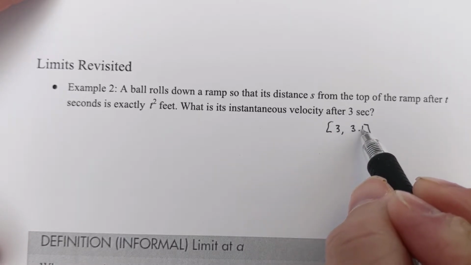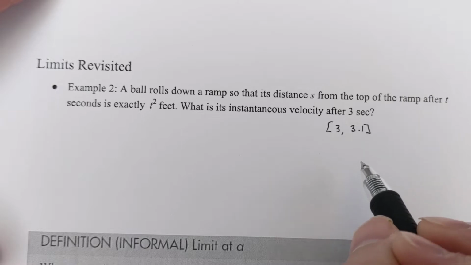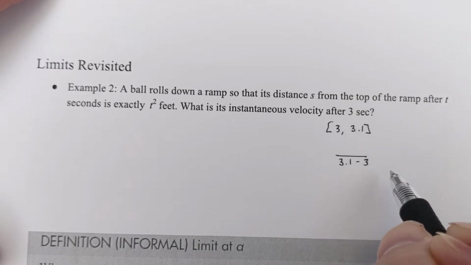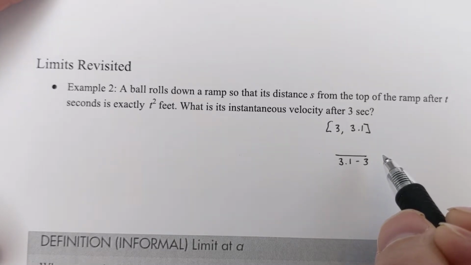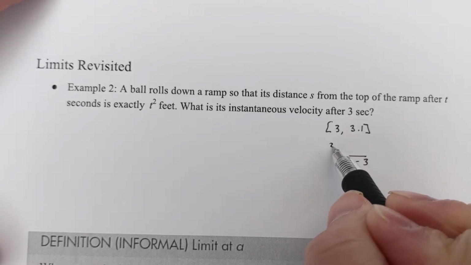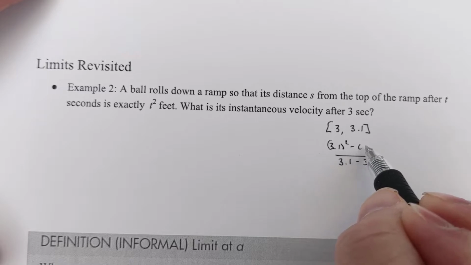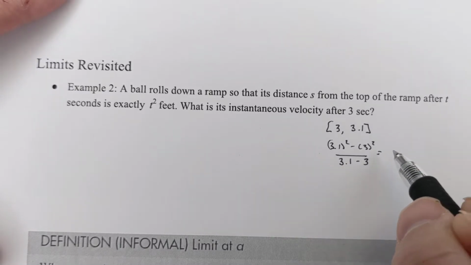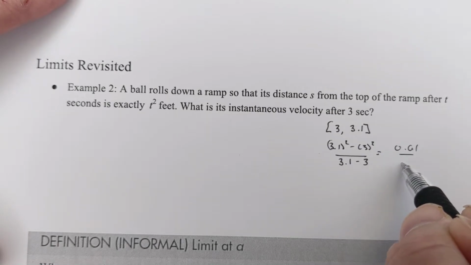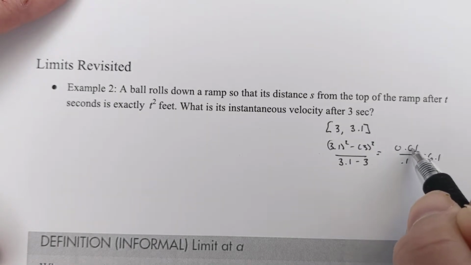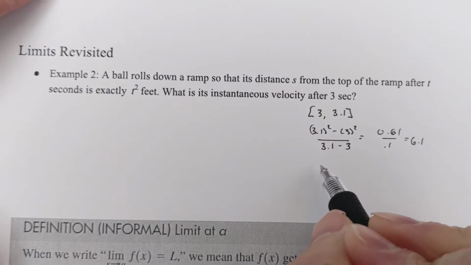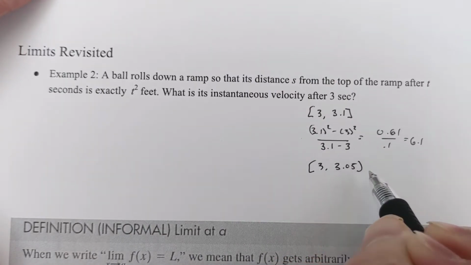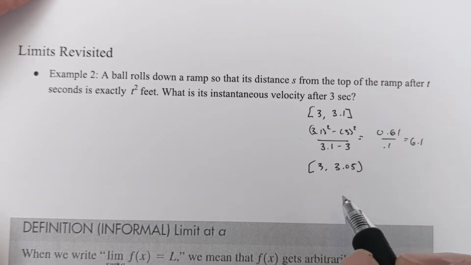So this is x2 and x1. So on the bottom we'll have 3.1 minus 3, the change in time. Change in position would be 3.1 squared minus 3 squared. And if you work this out, it comes out to be 0.61 over 0.1, which is 6.1. And I can keep repeating this process and let the second time get closer and closer to the first and look at what this number is trending towards.